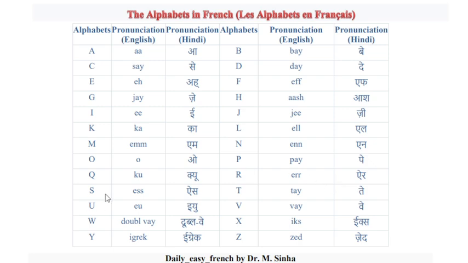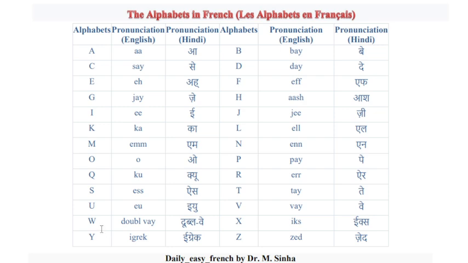Very good. The alphabet S is called S. Same like English. The alphabet T is called T. Repeat again. T. Very good. The alphabet U is called U. Repeat again. U. Very good. The alphabet V is called V. Repeat again. V. Very good.